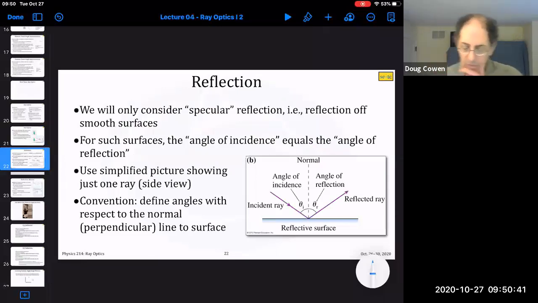So the first subject we're going to consider is reflection for light rays. We're only going to consider specular reflection. And what that means is reflection off of smooth surfaces so that the light bounces off in a predictable way all across the surface. So in these cases, the angle of incidence equals the angle of reflection. And that's shown in this diagram here.